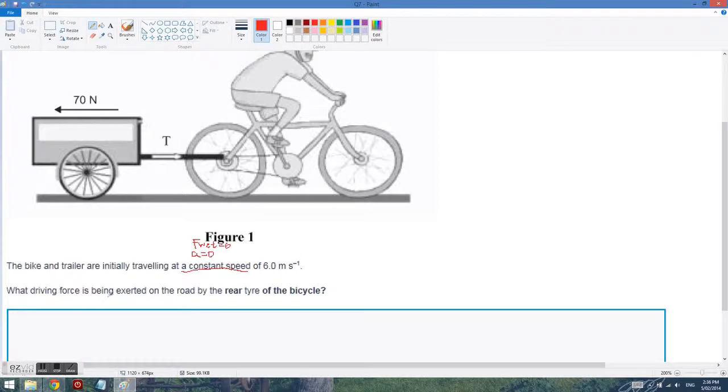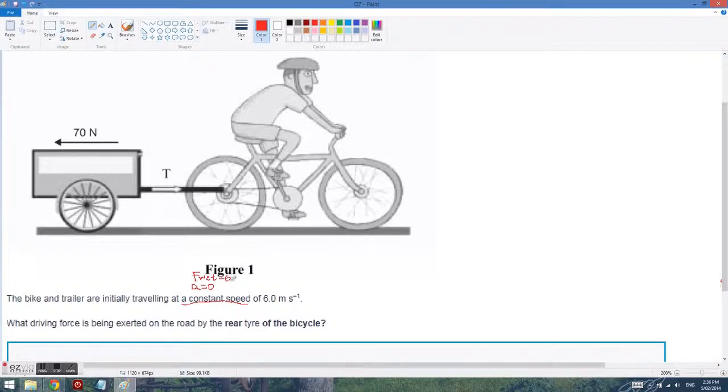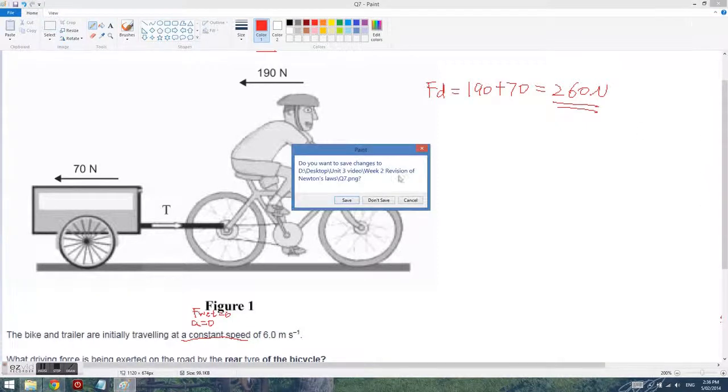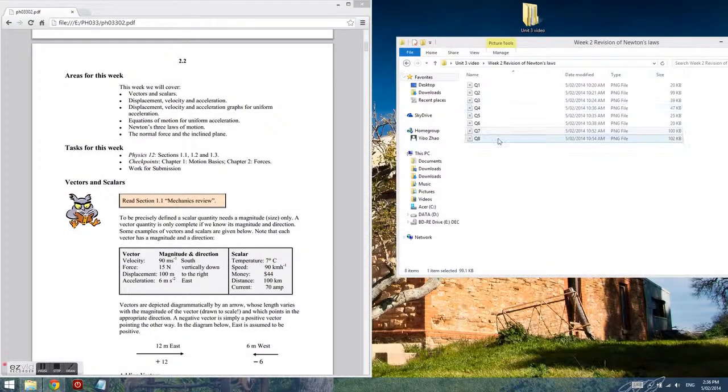What is the driving force being exerted? So the driving force, because the net force is 0, the driving force must equal the friction, 260 newtons. Okay, that should be your answer. Now, let's go to a more difficult question. Question 8.